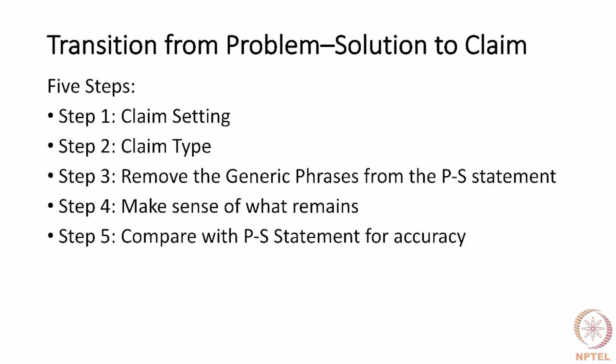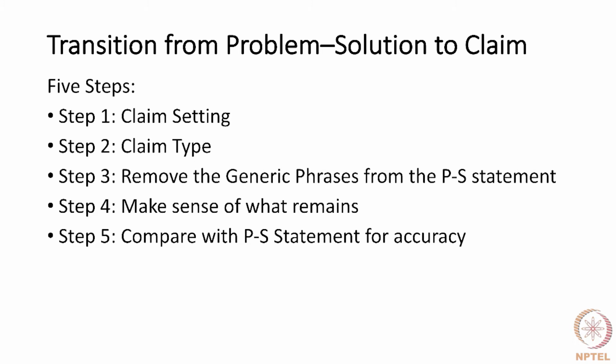And step 5 is to compare the problem solution statement for accuracy. Now, whatever remains is what we call the preliminary claim, or the first draft of the claim. The first draft of the claim should be accurate because it should contain all the terms or the embodiments or the elements that you had covered in the problem solution statement. So you check for accuracy. This is the step where you look back at the problem solution statement and see whether all the things that you had covered in it have actually got into your preliminary claim.